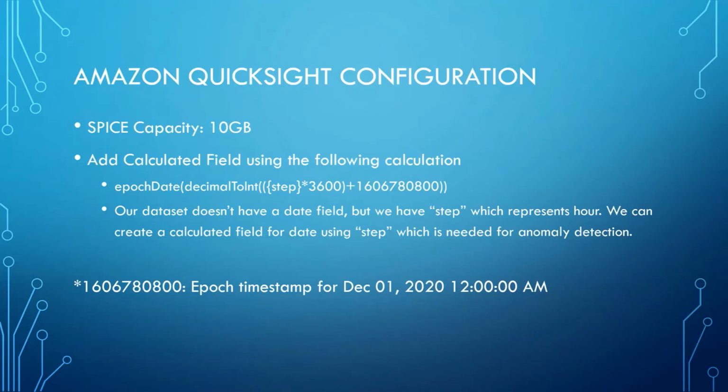Let's talk about the Amazon QuickSight configuration that is needed for our purpose, anomaly detection. Every Amazon QuickSight account comes with 1 GB of SPICE capacity in each region.